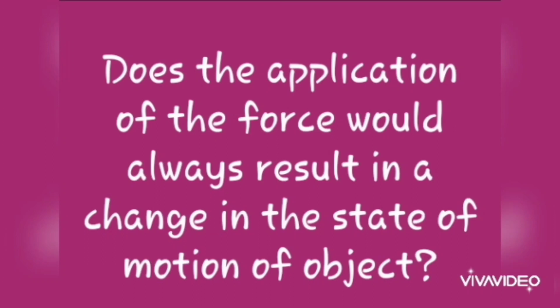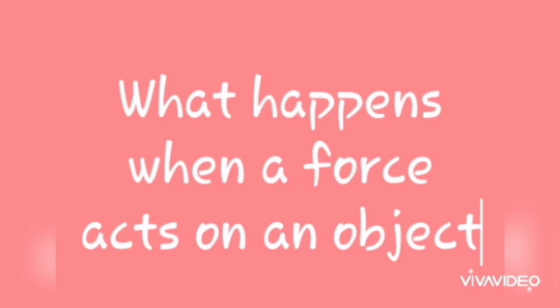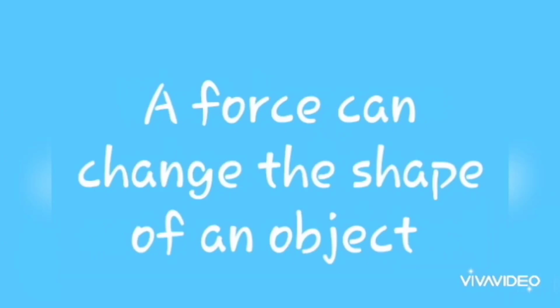In the previous class, we discussed three effects on an object when a force is applied on it. Then the fourth and last one is the force can change the shape of an object. The first one is the force can change the state of motion. The second is the force can change the direction of motion. The third is the force can change the speed of motion. And the fourth is the force can change the shape of an object. Can you give an example for that?